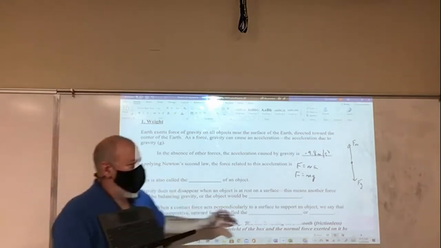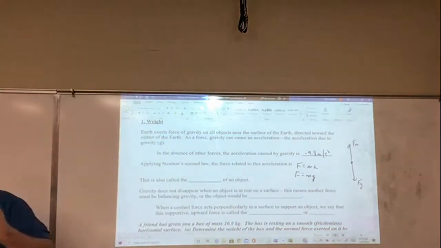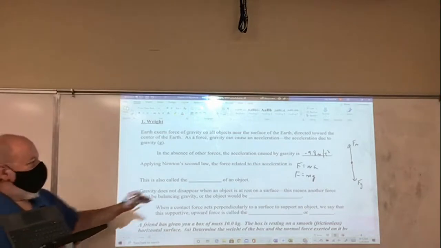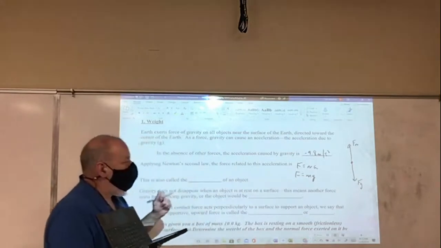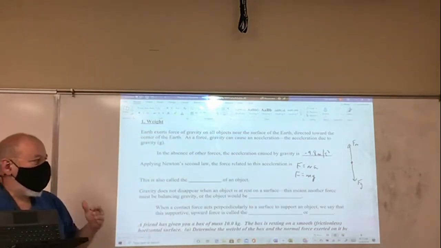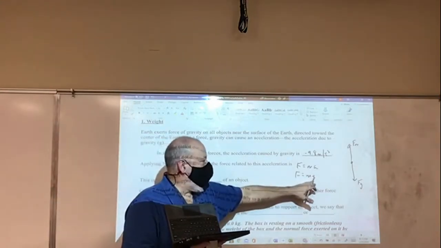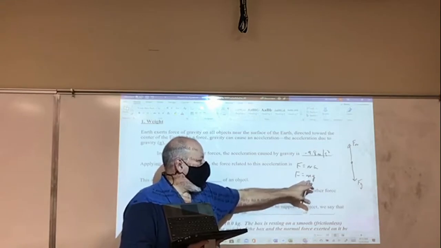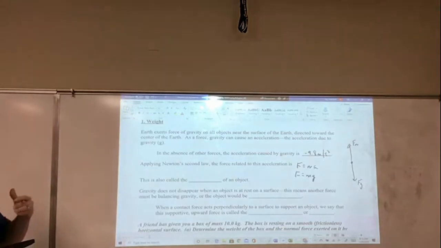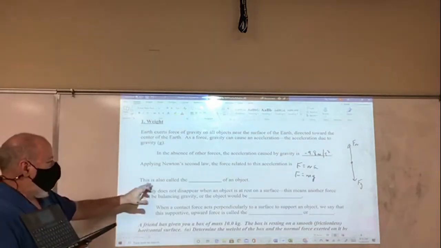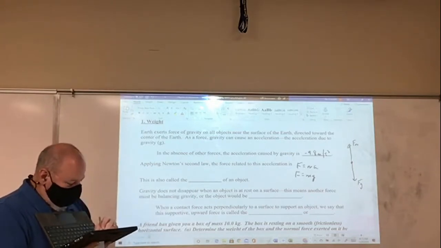But anyway, if I'm on Jupiter or Saturn or in the middle of space, my mass is the same, right? But if I apply the force due to gravity on my mass, then that is my weight. And people don't realize that force and weight are the same thing. Weight is a force. And this is also called the weight of an object.